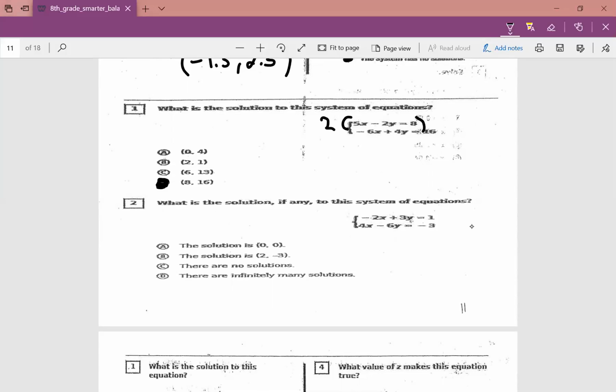And then when you cancel out your y's, you wind up getting 4x... oh no, 32, because we're adding them. 32. And then x equals 8. And then you can plug 8 back into either one. When you do that, you get 16 to get your y value. All right, let's give me 1 second here.